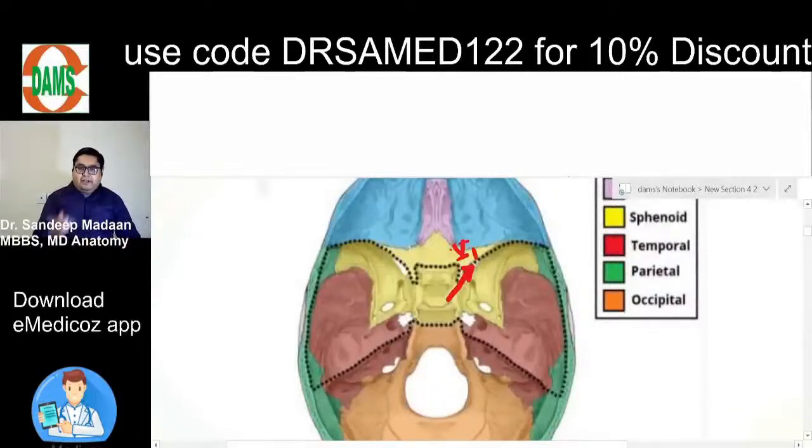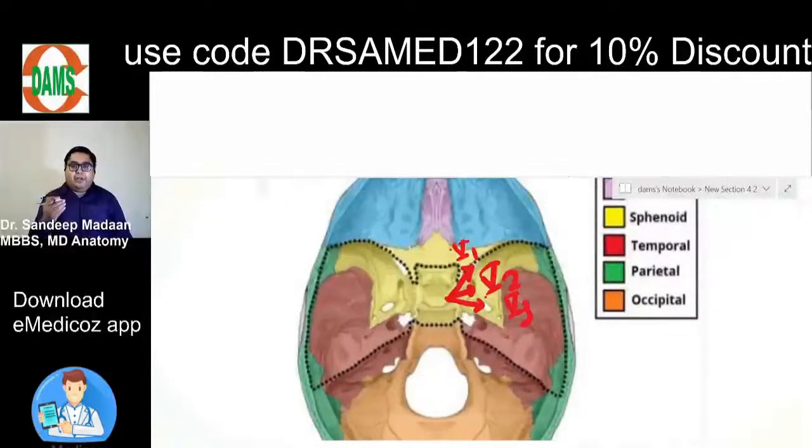The next division of the trigeminal nerve, that is V2, will pass from the next available foramen. And what is that? That is foramen rotundum. That is foramen rotundum. So this is V2. And the very next is the mandibular nerve which will pass from foramen ovale. So we have three nerves passing through consecutive foramina: V1 from the superior orbital fissure, V2 from the foramen rotundum, and V3 from the foramen ovale.